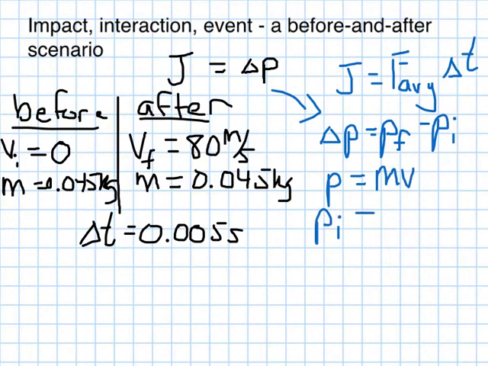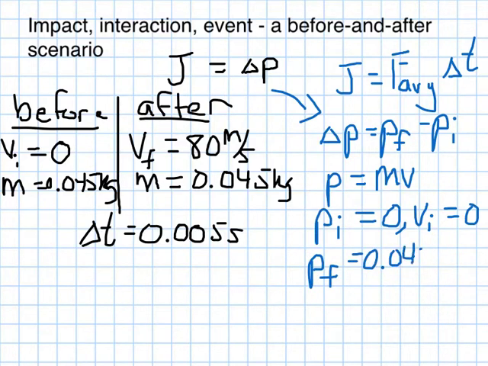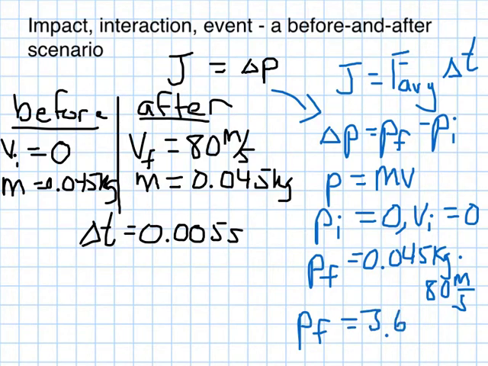Momentum, just a reminder, is mass times velocity. So our initial momentum, that's 0, since the initial velocity is 0. Our final momentum, that's equal to the 0.045 kilograms times 80 meters per second. So the final momentum here, this actually looks kind of small. The final momentum is 3.6 kilograms meters per second.